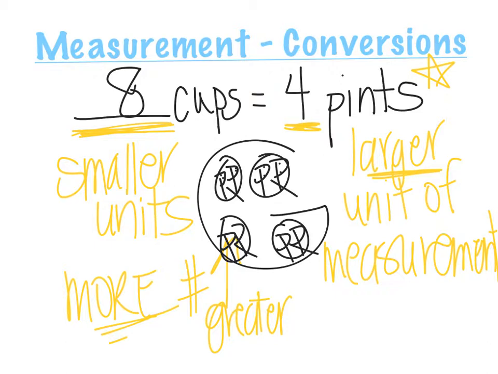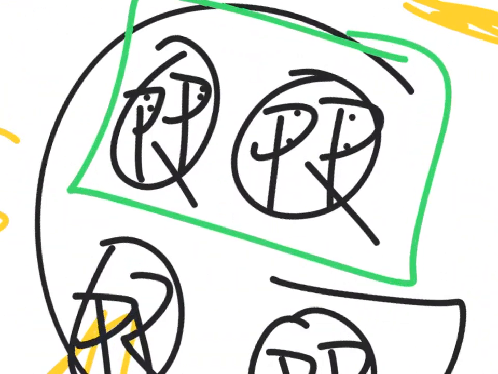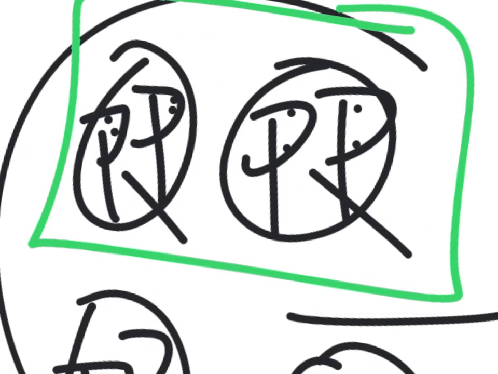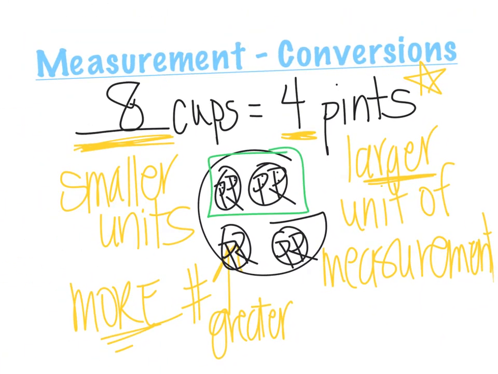Now it's asking for 4 pints, so then all I have to do is focus on these and count my cups, which are the little dots. So if I was going to count my cups, it would be 1, 2, 3, 4, 5, 6, 7, 8. Okay, so I've got 8. So it does match.